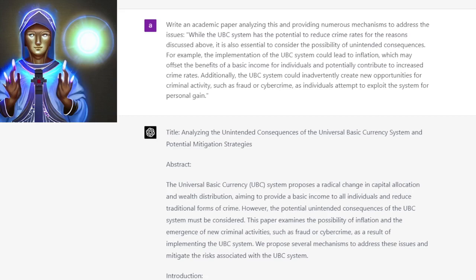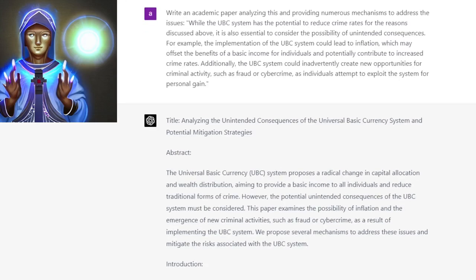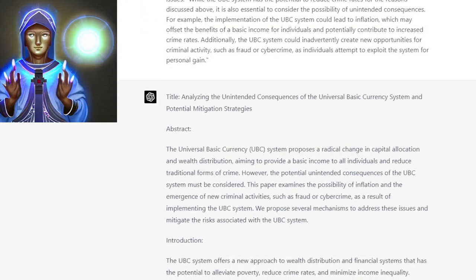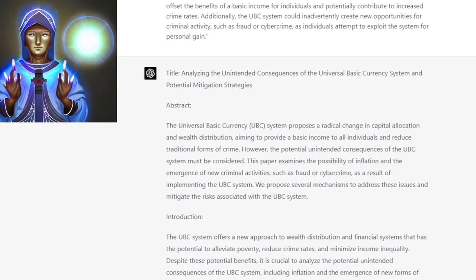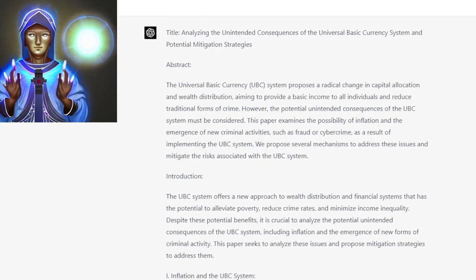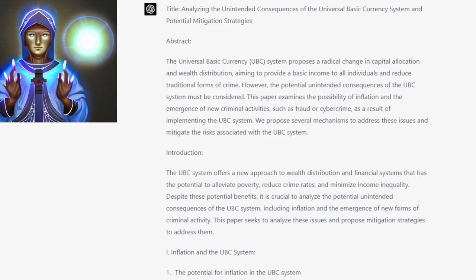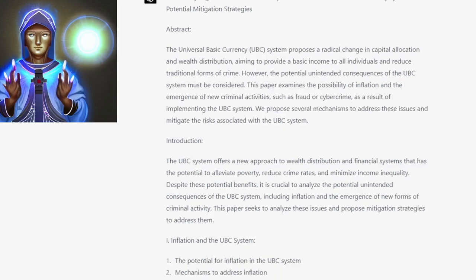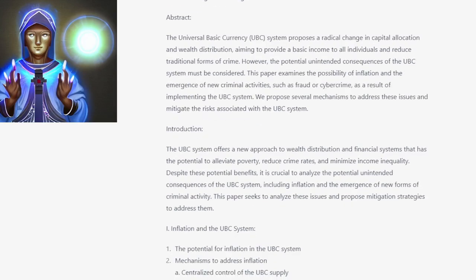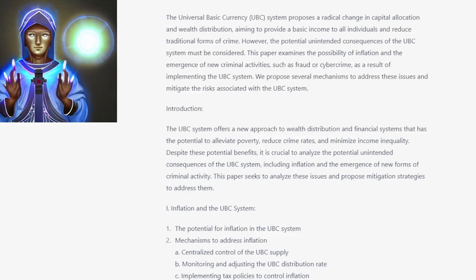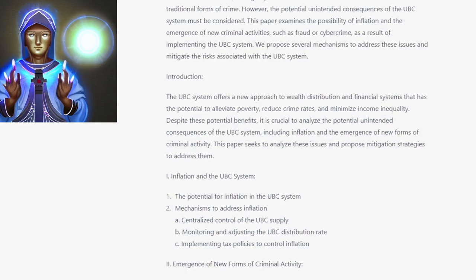However, the potential unintended consequences of the UBC system must be considered. This paper examines the possibility of inflation and the emergence of new criminal activities, such as fraud or cybercrime, as a result of implementing the UBC system. We propose several mechanisms to address these issues and mitigate the risks associated with the UBC system.